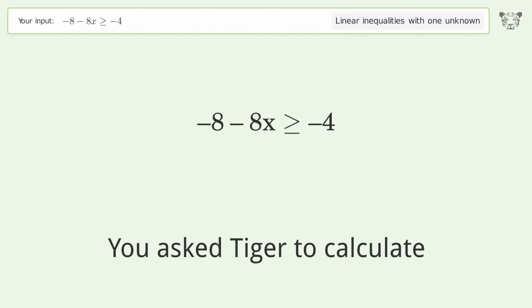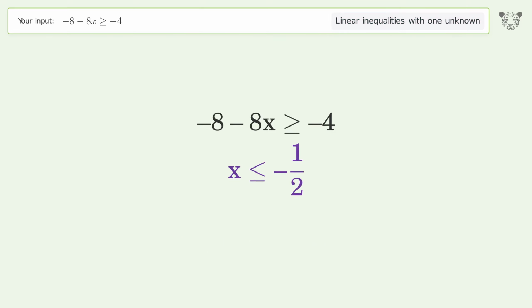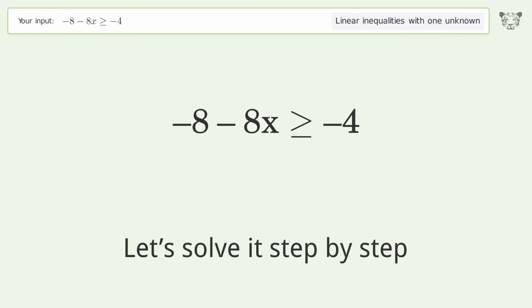You ask Tiger to calculate. This deals with linear inequalities with one unknown. The final result is x equal or smaller than -1/2. Let's solve it step by step.